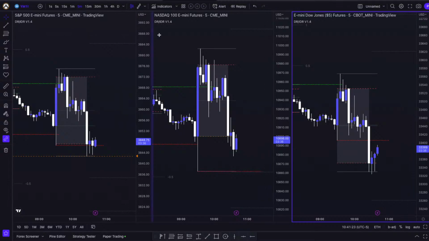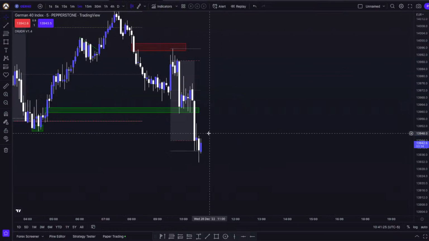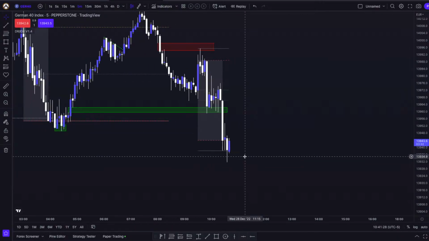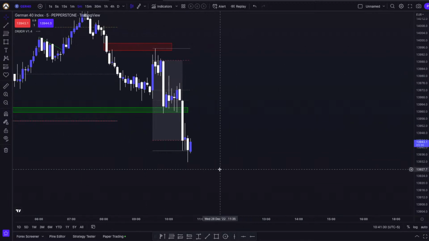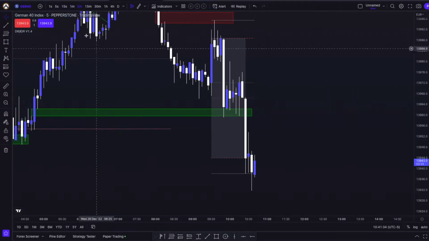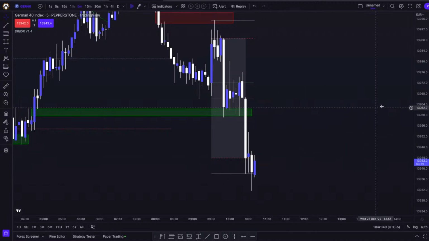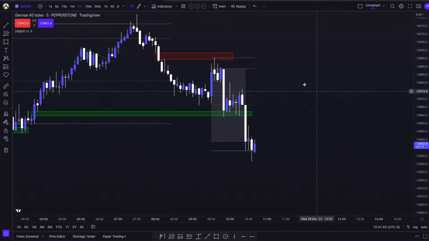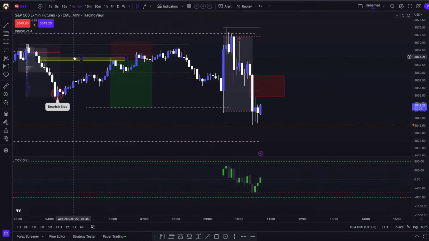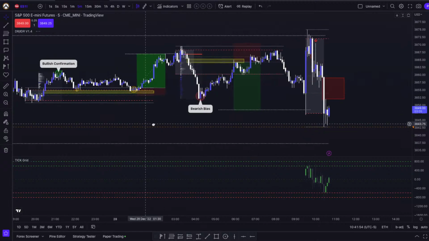Still waiting. Still waiting. German 40 did not close well. I mean, yeah, it's a CFD, so it's not really sure if on the futures index chart of the German 40 index or the DAX that we also got an open below the DR low. But yeah, I'd say even to trade the German 40 CFD, I would look over to the SP 500 CME chart because they're so heavily correlated.